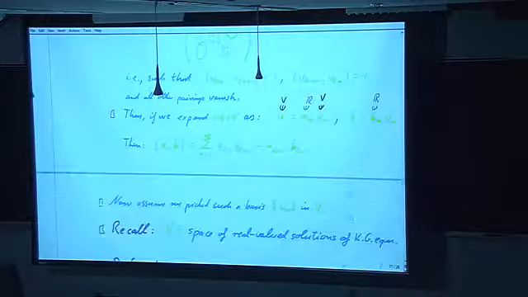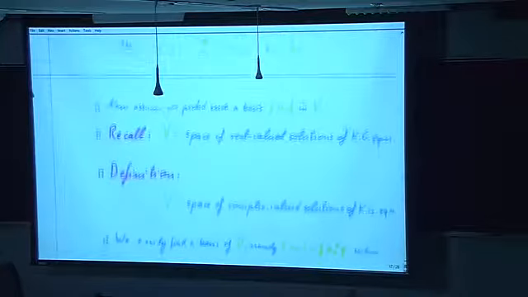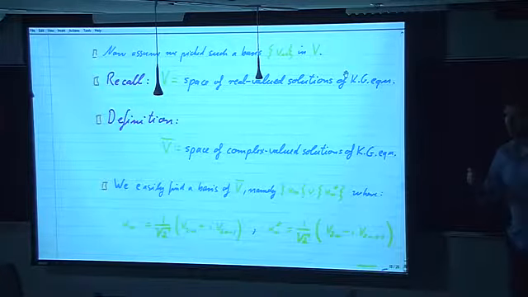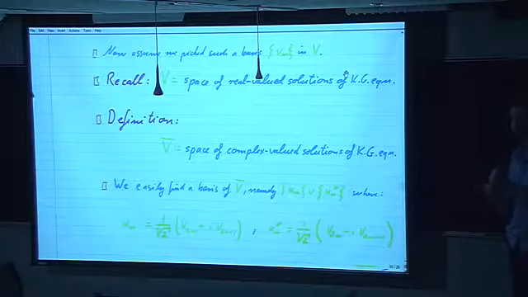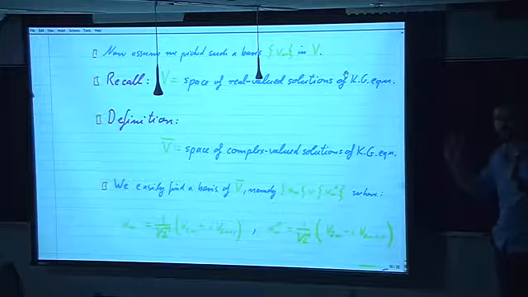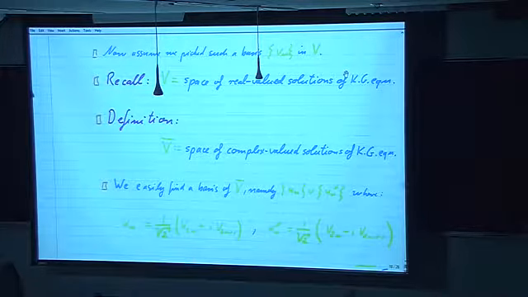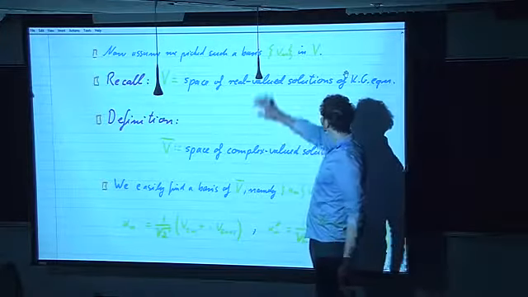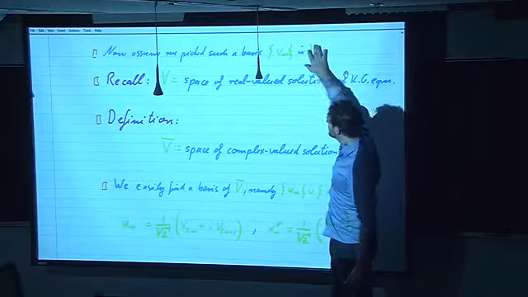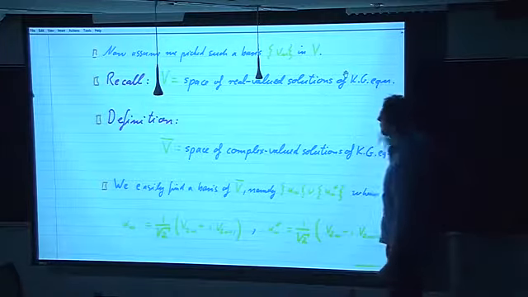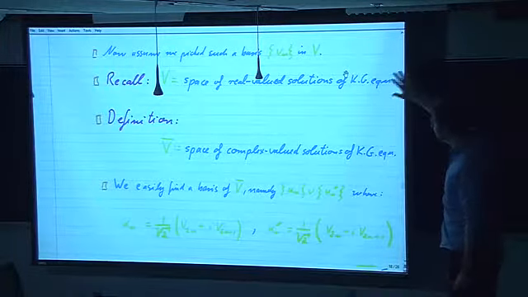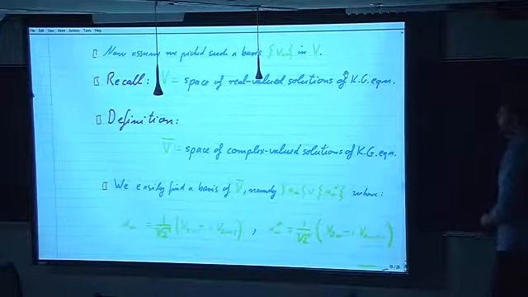Okay, so now assume we picked one of those bases. Keep in mind, those bases are not unique. But let's say we pick one. We pick a basis Vn, and then remember that V is the space of all real-valued solutions of the Klein-Gordon equation. We proved our things now for real-valued solutions of the Klein-Gordon equation.